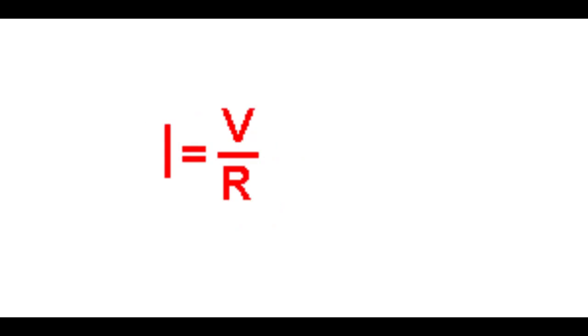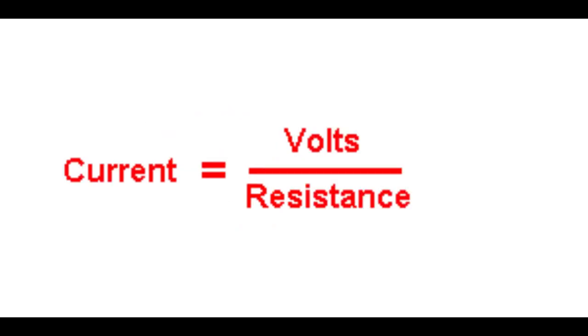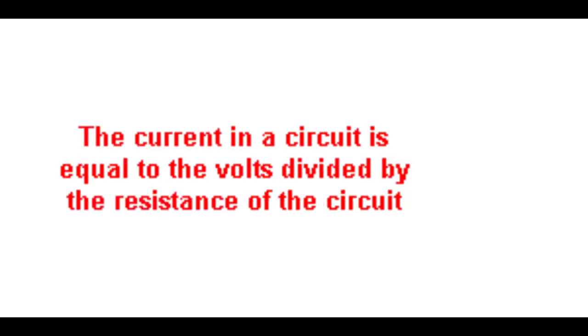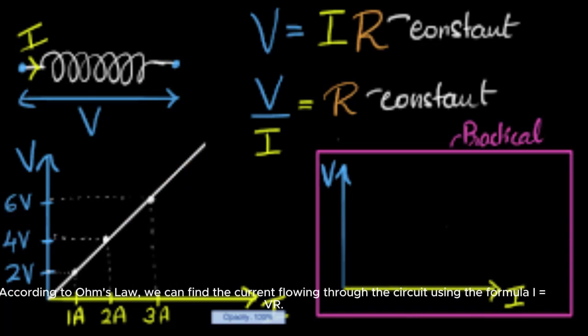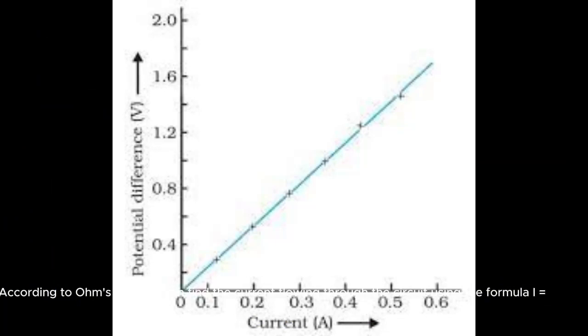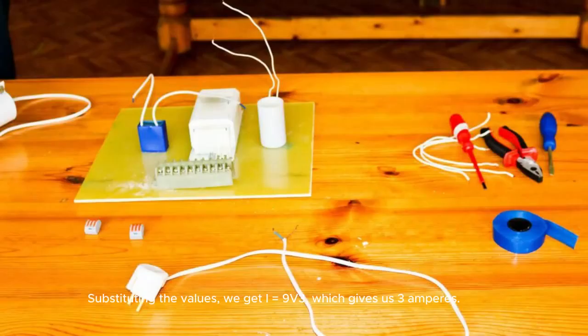Practical examples. To make things more tangible, let's explore a couple of examples. Imagine a simple circuit with a 9-volt battery and a resistor of 3 ohms. According to Ohm's law, we can find the current flowing through the circuit using the formula I equals V/R. Substituting the values, we get I equals 9V/3 ohms, which gives us 3 amperes.